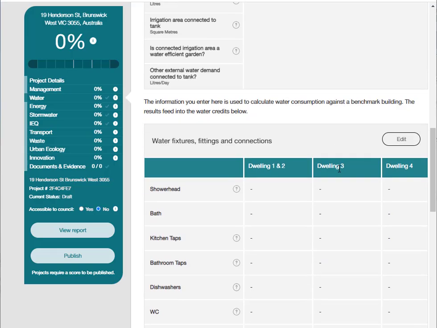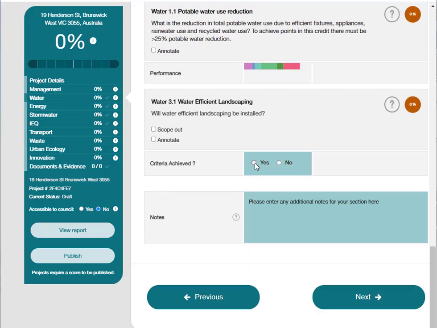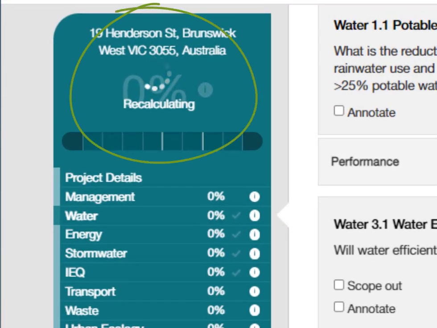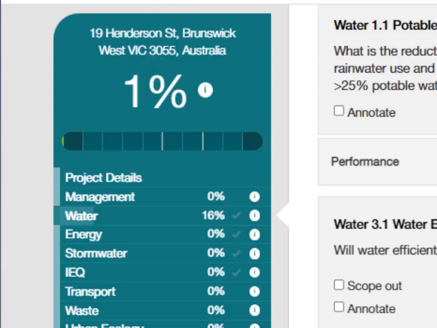Generally, BESS updates as you enter information, except for when you are entering data into an editor grid, where BESS updates once you exit the modal. When BESS is updating, you'll see the recalculating animation in the left sidebar. You can continue to enter information into BESS while the score is updating.